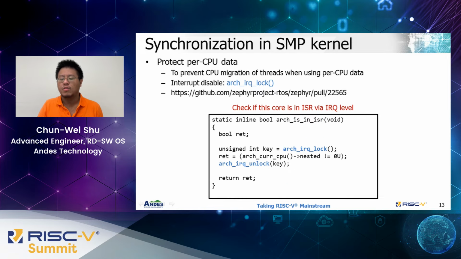The second example is a per-CPU data example. It is about the current interrupt level. The current interrupt level is an individual value for each CPU, so it should be a per-CPU variable. If accessing it without protection, the user could get the interrupt level of other CPUs and may mistakenly think that this core is in an interrupt. Currently, Zephyr uses interrupt disable to protect the per-CPU data.